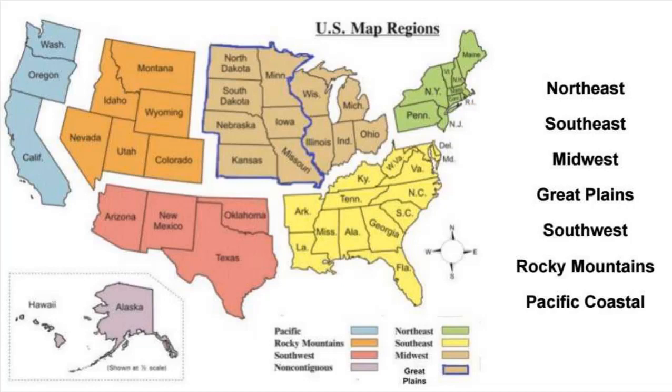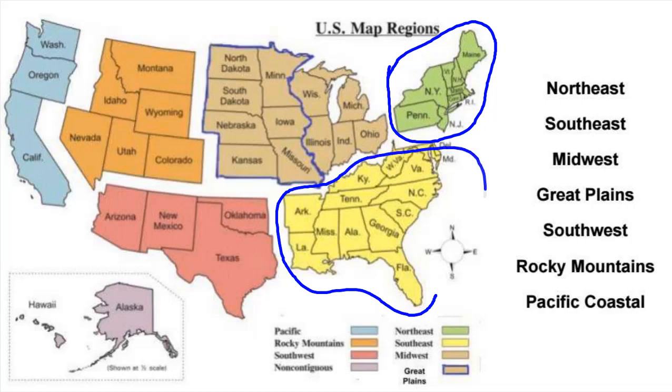So the Northeast is generally considered the states of Pennsylvania, New Jersey, New York, Connecticut, Rhode Island, Massachusetts, Vermont, New Hampshire, and Maine. Then you have the Southeast, and I won't name them all off again, but you can see that colored in yellow here. They also have what is referred to as the Midwest.